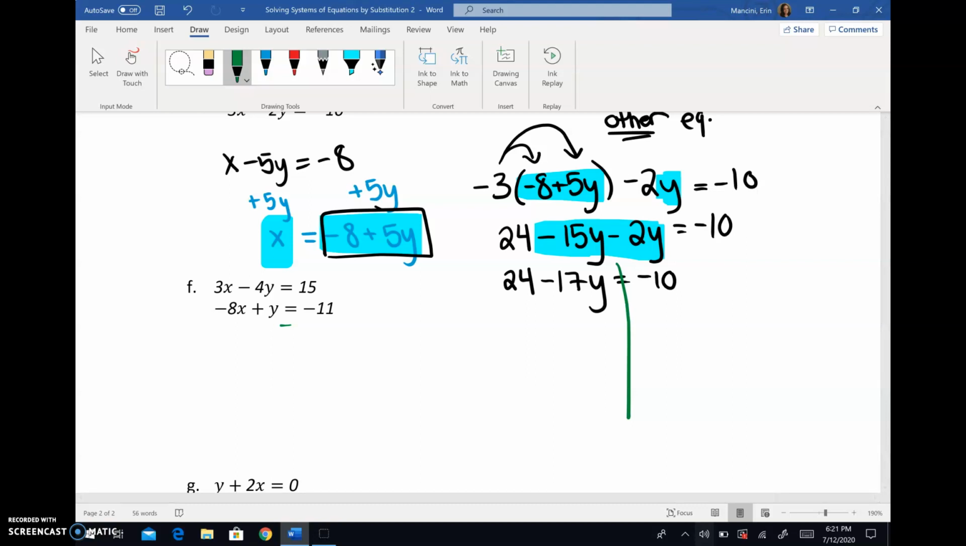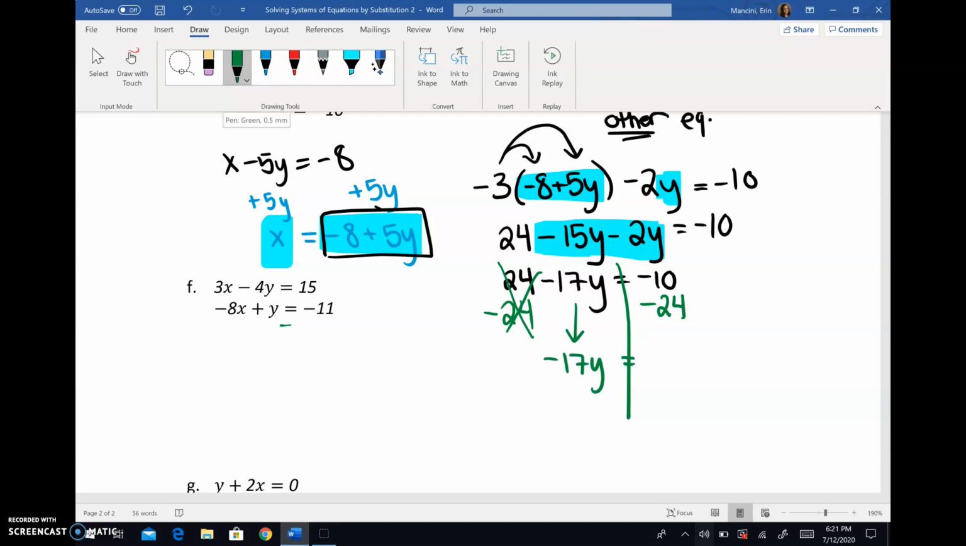We got to get rid of this first. Remember, we work in reverse PEMDAS. So first I'm going to do addition or subtraction. I'm going to move the numbers over to the right. So I want variables on one side, numbers on the other side. That's why I'm moving the 24 over to get numbers over there. 24 minus 24 is 0. Those cancel out. You're going to carry down the -17y.